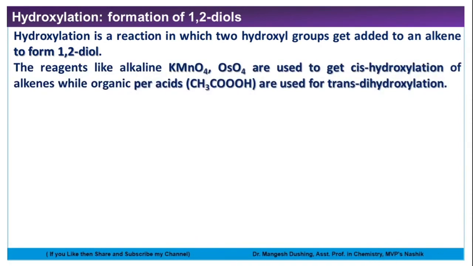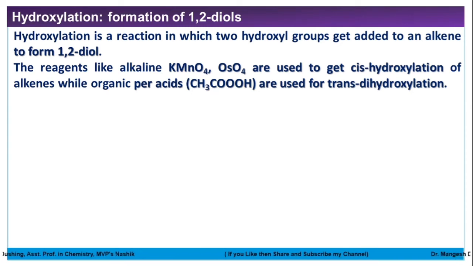The reagents like alkaline KMnO4, osmium tetroxide are used to get the cis dihydroxylation. Cis hydroxylation of the alkene. Cis म्हणजे काय? दोन्ही hydroxyl group एकाच साइडने येणार. While the organic per acids like CH3COOOH, per acid means 3 oxygens are there, C double bonded OOOH are used for the trans dihydroxylation.